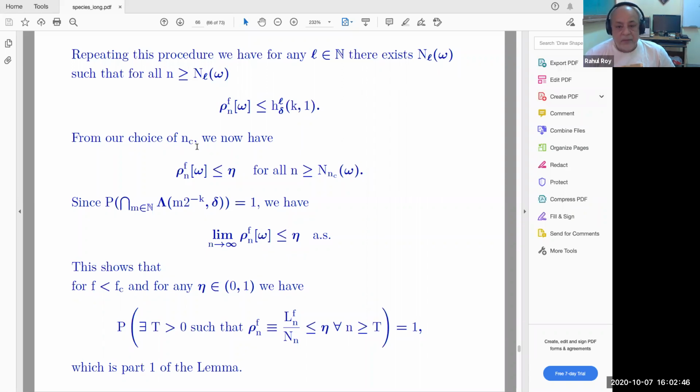And from our choice of NC, we know that this is less than eta for all n bigger than or equal to n of NC omega. And this probability is 1, as I told you earlier. So what we get is that this limit is less than or equal to eta almost surely, and that's exactly our lemma. Okay, the first part of the lemma. And since I don't have much time, I won't do the second part.